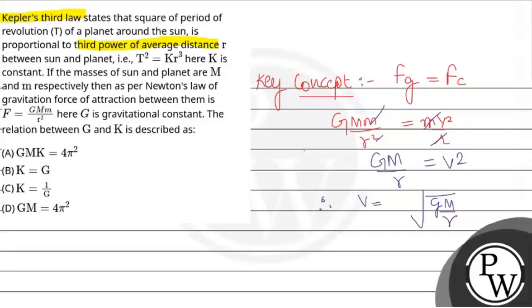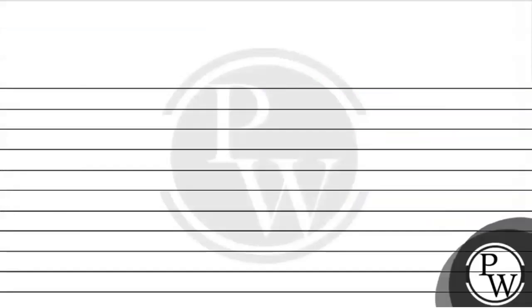Okay. Now, let us calculate the time period. Now we calculate the time period for the planet completing one revolution. So T is equal to 2 pi r over v, where r is the radius. So 2 pi r divided by v, we have calculated v as under the root of G M over r. Okay, so this is our time period.